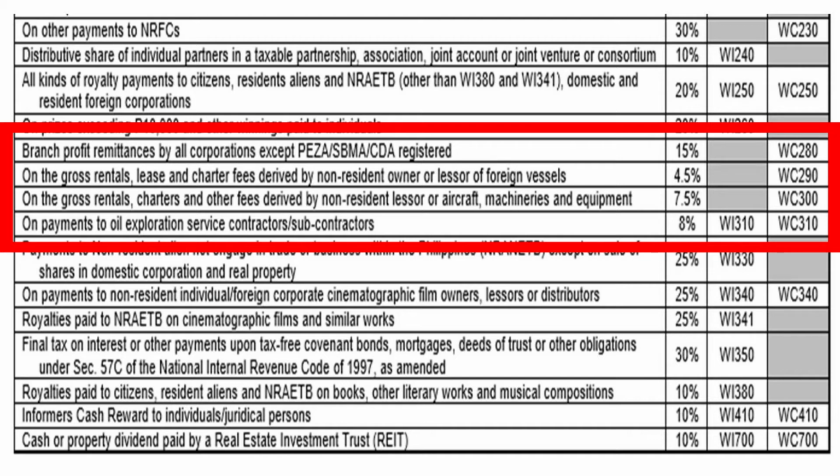On the gross rentals, lease, and charter fees derived by non-resident owner or lessor of foreign vessels, 4.5% for corporation, WC290. On the gross rentals or charters and other fees derived by non-resident lessor of aircraft, machineries, and equipment, 7.5% for corporation, WC300. On payments to oil exploration service contractors and subcontractors, 8%, W1310 for individual, WC310 for corporation.